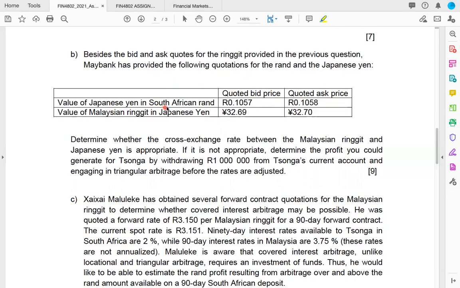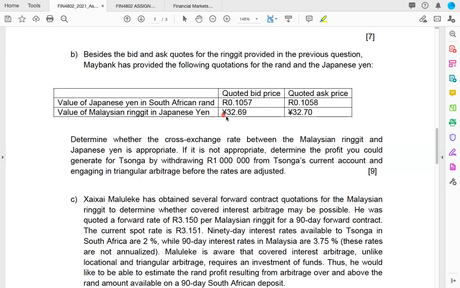The value of a Japanese yen in South African rand, okay? So if you want to buy a Japanese yen from Maybank, they charge you 0.1058 rands. If you want to sell a Japanese yen to a bank, they will only give you 0.1057, okay? So they always give you less than what they sell for because they want to make a profit. That's the bid-ask spread.